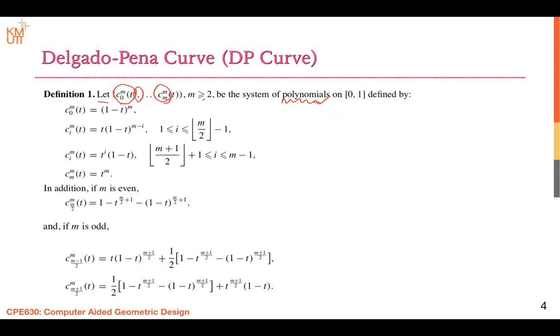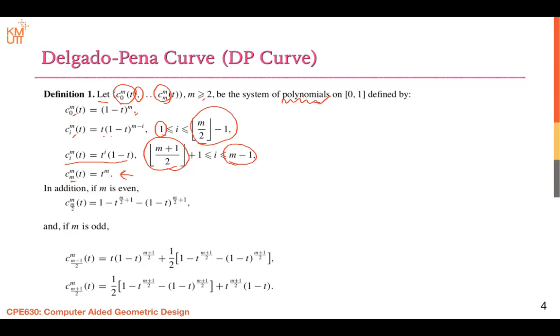And they can be divided up. C0 is equal to (1 minus t) raised to the power m. And Ci will be t multiplied by (1 minus t) raised to the power m minus i, and this one is for i from 1 to half, right? And from the other half to m minus 1, you will use this one. And the last polynomial, Cmm, will be equal to t raised to the power m.